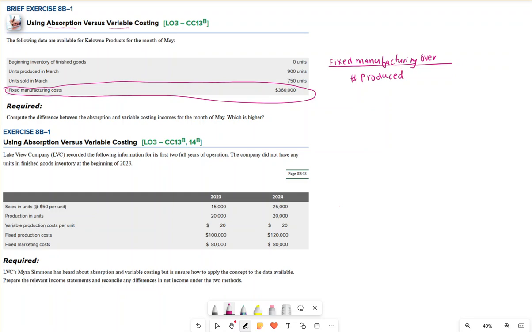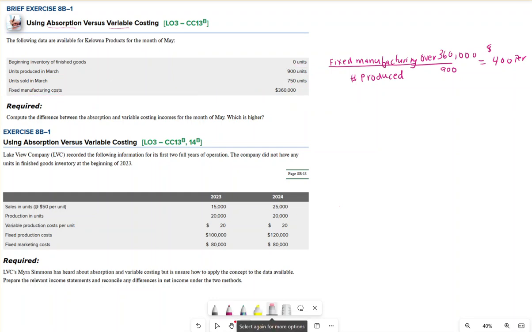In this question, in March we produced 900 units, and the fixed manufacturing cost was 360,000, so the fixed manufacturing cost will be $400 per unit. That's what will make a difference. When you calculate both incomes, the difference between the two will be based on your ending inventory.